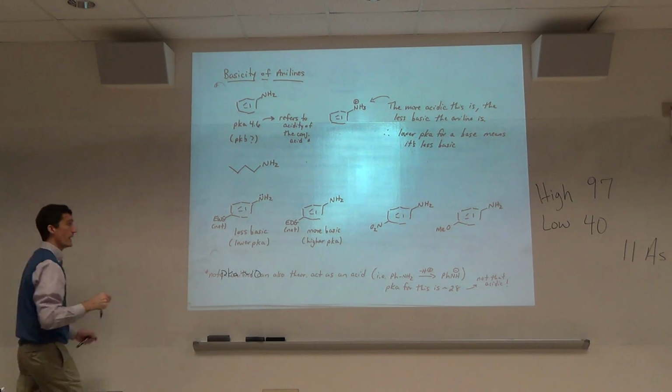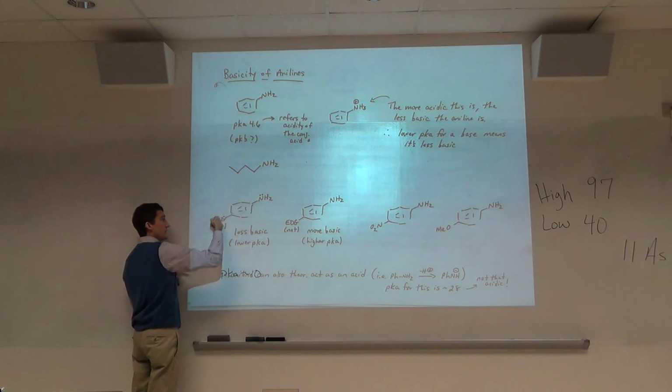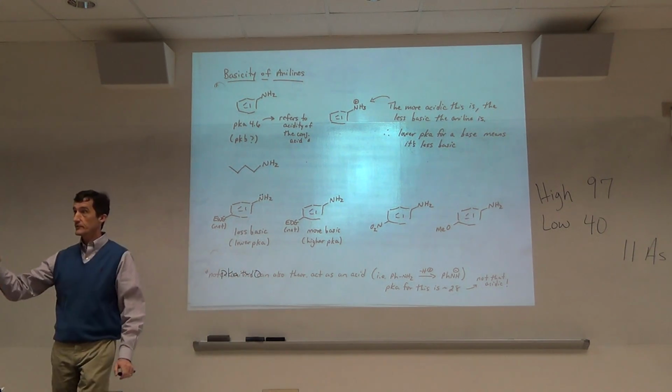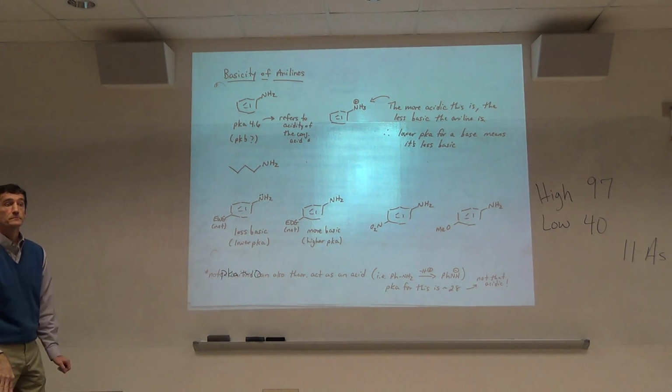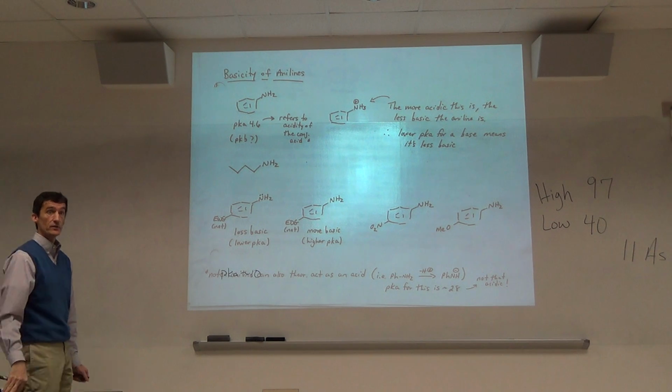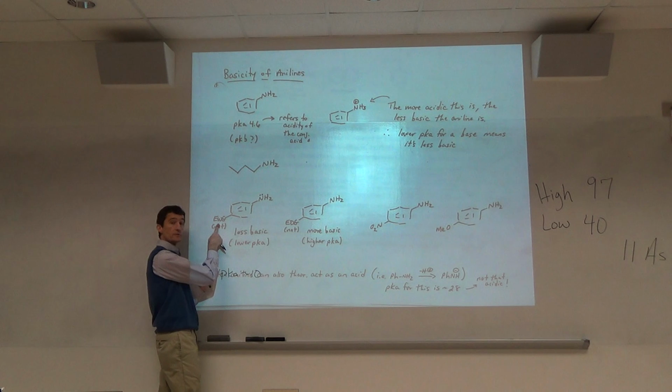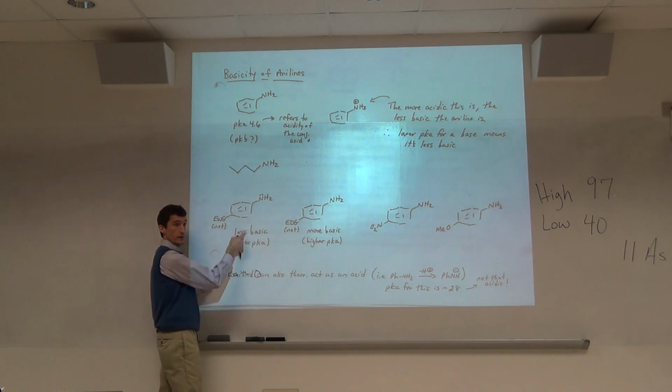What does electron withdrawing mean? If we pull this lone pair more into the ring, what is that going to do to the availability of that lone pair to go out and grab a proton? It will reduce the likelihood of it doing that. So it's less basic with an electron withdrawing group. Okay, that means lower pKa. You've got that straight.